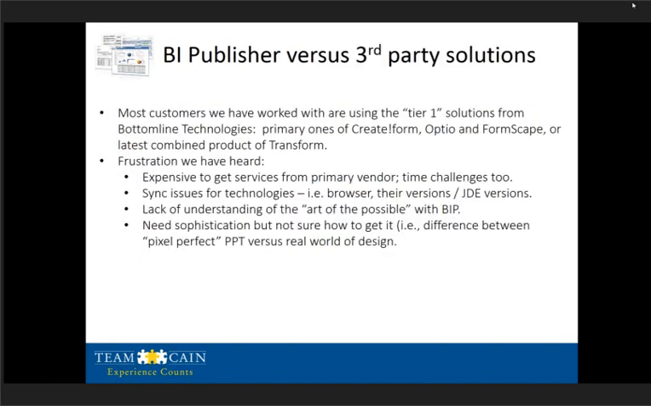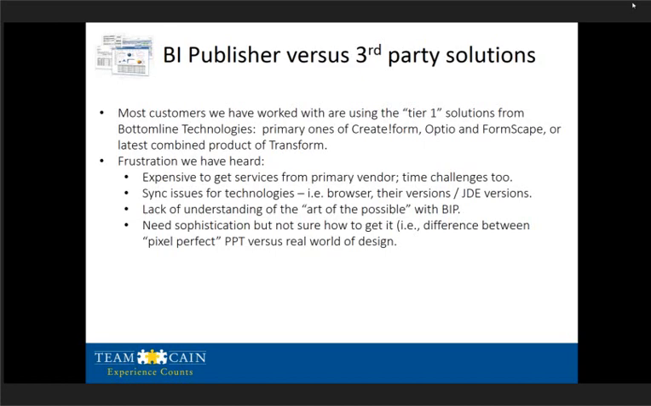So BI Publisher versus third party. Interesting from the poll that we launched earlier, most of the clients that we've worked with have used what we would loosely call the tier one solutions, and those are predominantly from Bottom Line Technologies. Over the course of about 5 years, Bottom Line bought Createform, Optio, and Formscape, and then after a couple of years' time, combined them into Transform. From under the cover side, Transform is largely based on Formscape and added in some processing capabilities predominantly from Createform. But the clients that we've worked with have predominantly been those, and from what we've seen on the survey that we launched, it's pretty much the same thing for the attendees here.